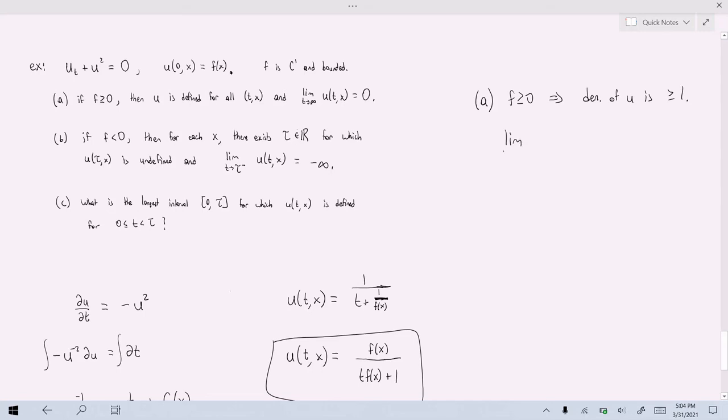Then the limit as t approaches infinity of u of t, x. So you can see as t goes to infinity, the denominator will blow up, go to infinity, and so that will drag everything down to 0. So that's what's going on in part A.